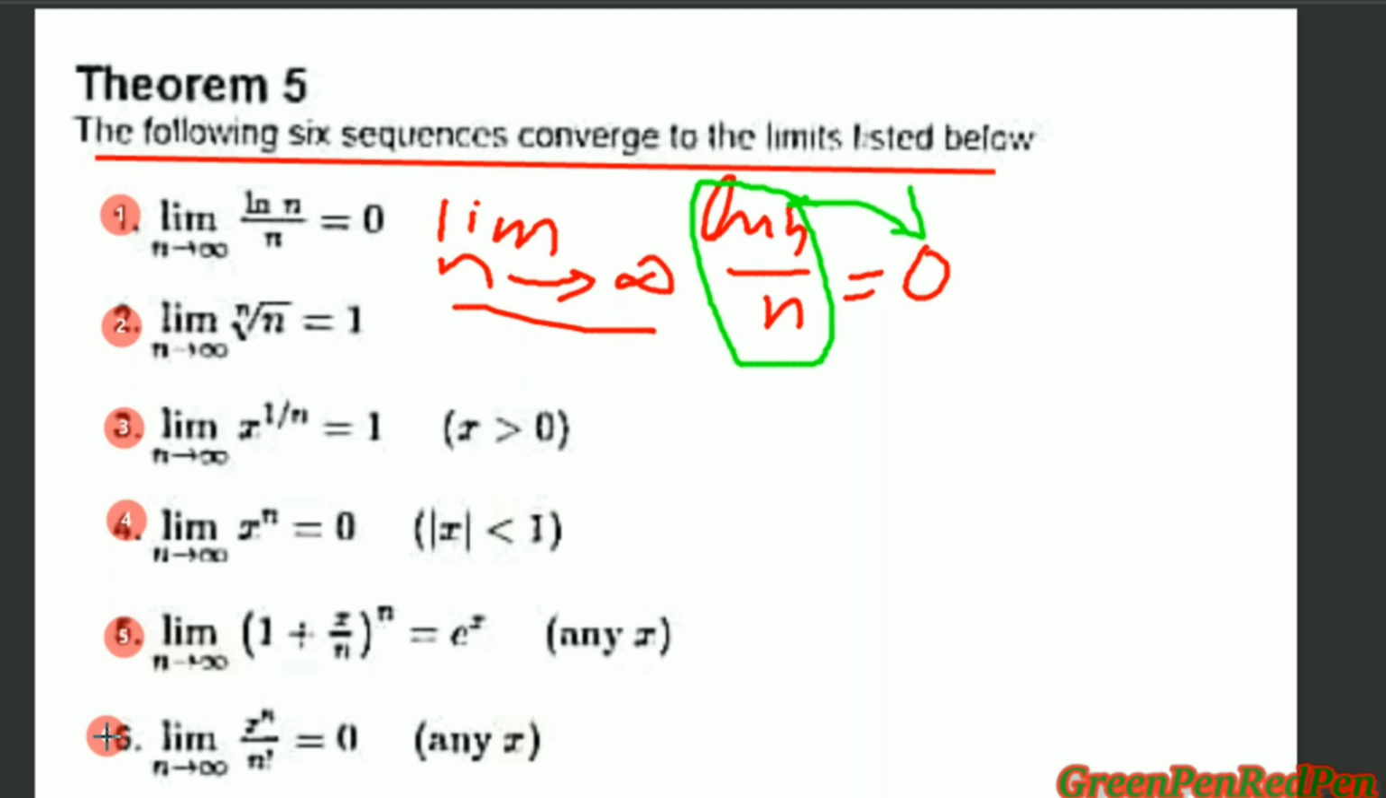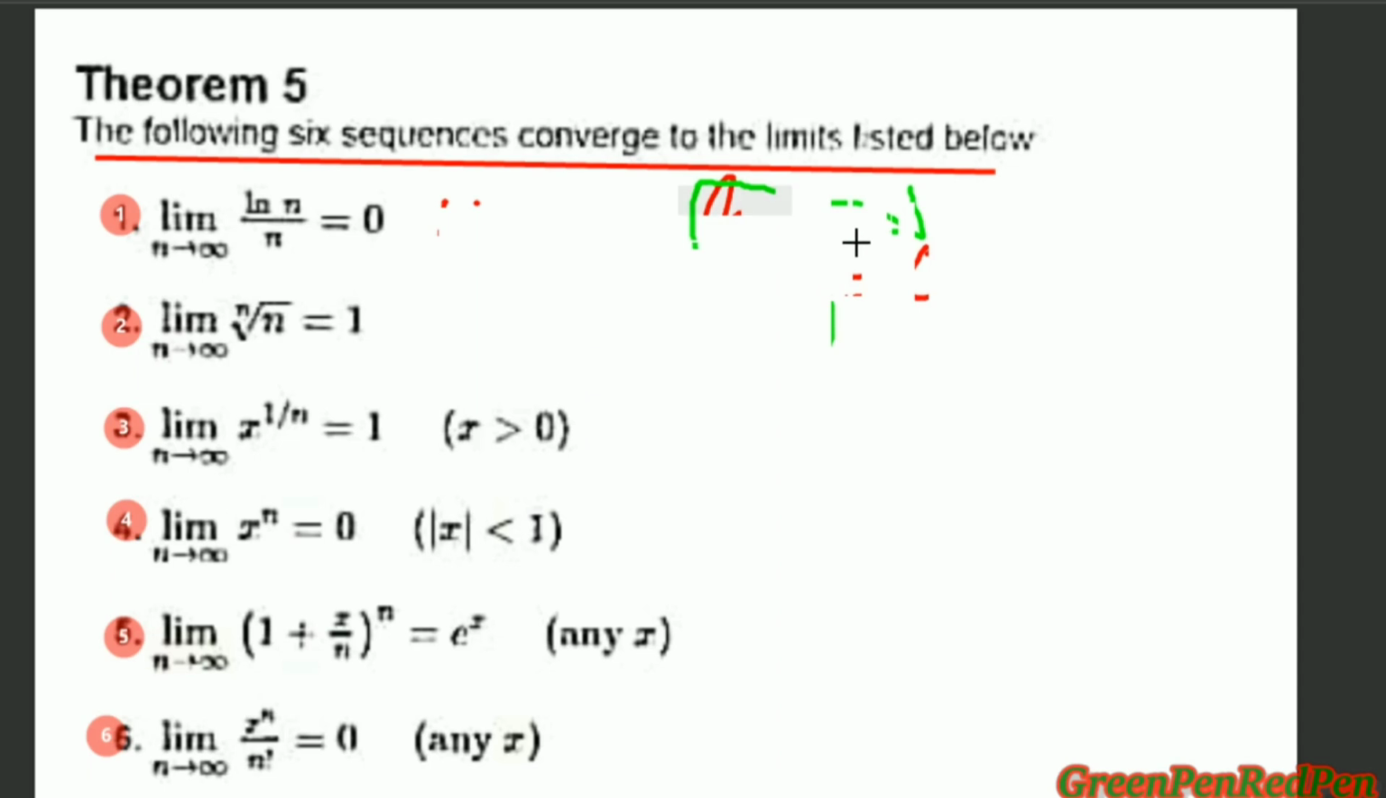In sequence 2, the limit tends to 1 as n approaches infinity. In sequence 3, the limit also tends to 1 as n approaches infinity. But in the third sequence, we have mentioned a condition: it tends to 1 when x is greater than 0.